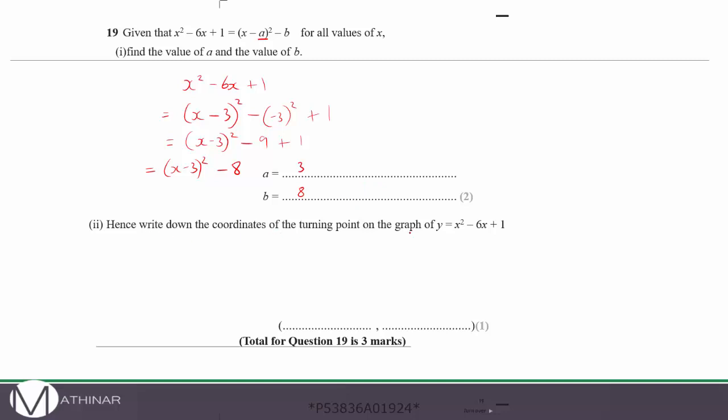Hence, write down the coordinates of the turning point of the graph. So the turning point is either a maximum or a minimum. In order to find the turning point, you make the value of the bracket equal 0. So if I rewrite the answer from earlier, what value of x would make the bracket equal 0? So the value of x that would make the bracket equal 0 is positive 3. And if x was equal to positive 3, what would this whole thing equal? Well, 3 take away 3 is 0, 0 squared is 0, take away 8 is minus 8. So your coordinates will be 3, minus 8.